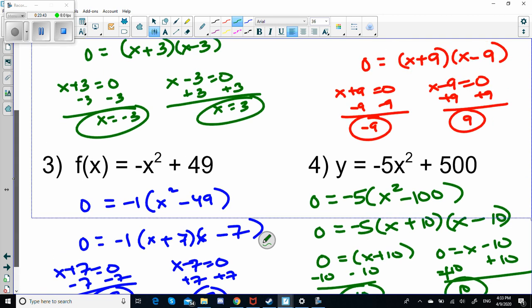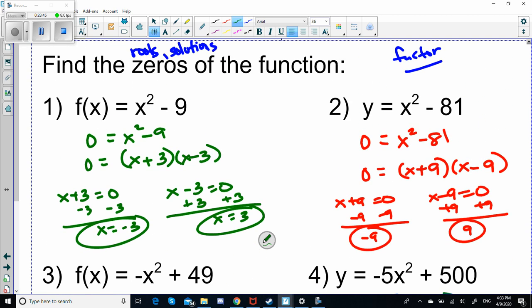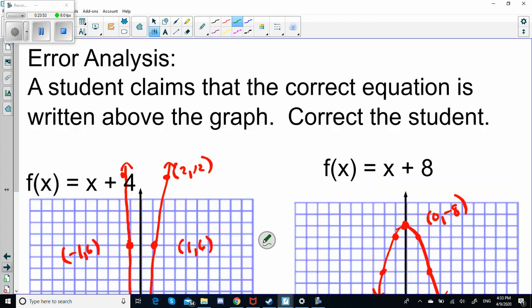And all of these are going to be difference of squares because there's no bx. In the next section, there'll be a bx. They won't just be difference of squares, and you'll have to remember how to factor to get all that done.